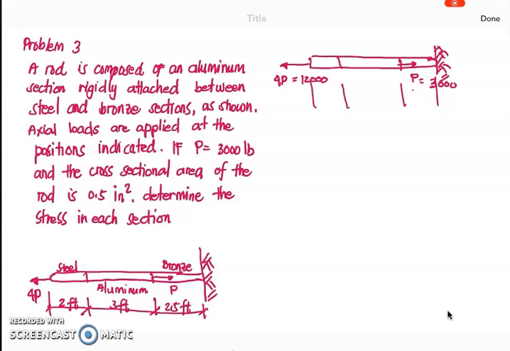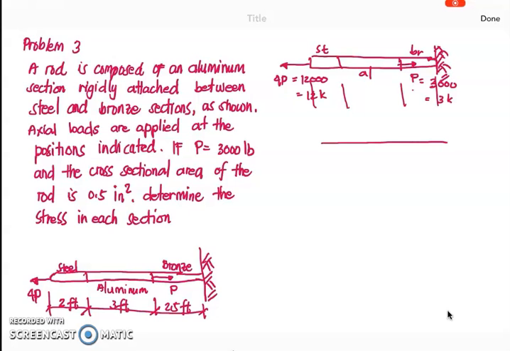So if we're going to draw our FBD, or the free body diagram for this one, we can identify the internal forces on our rod section. Since we have the steel section, this is our aluminum, and this is our bronze. From the steel section, of course, you have the applied load, which is 4P, and that is equivalent to 12,000. Or this can be equal to 12 kips, and this is equivalent to 3 kips.